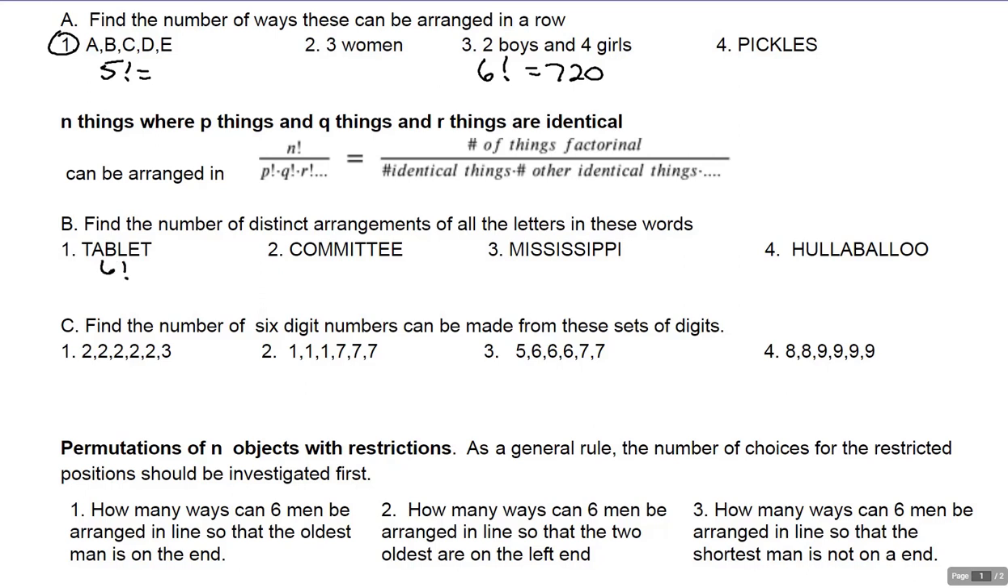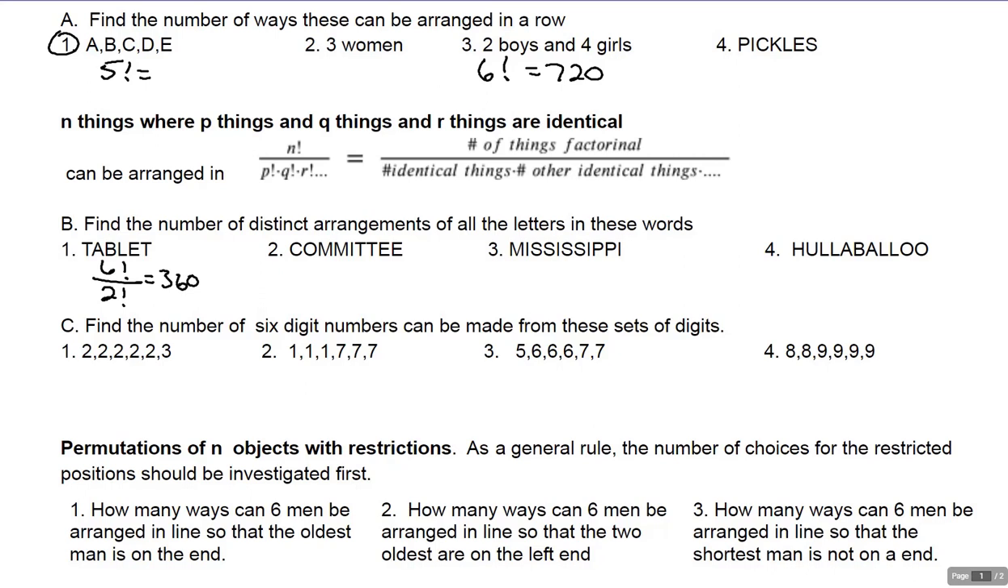But whenever there are duplicates, I divide by the number of duplicates. In this case, I've got 2 T's. So that's 2 factorial. I would use the fraction button right below your option on the calculator. So do 6 factorial divided by 2 factorial. Tell me what you get. 360. Exactly.